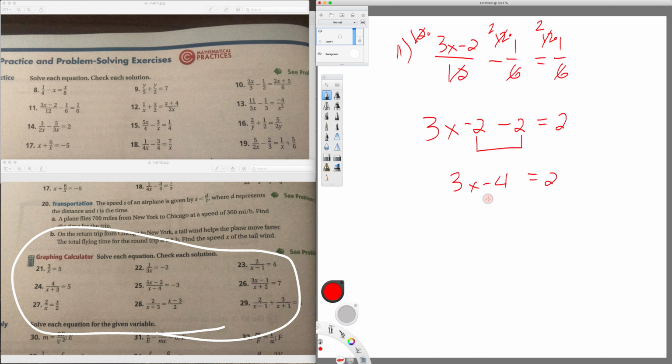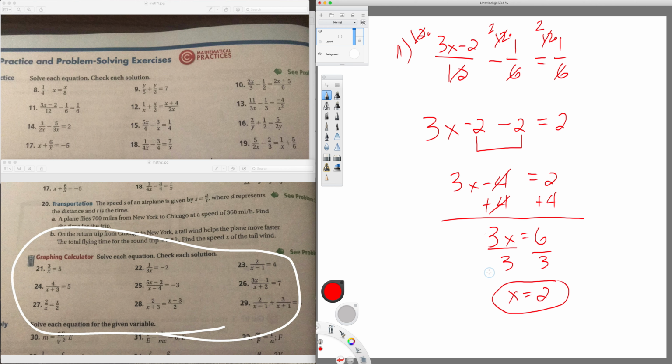I want my constants on the opposite side of the variable, so I'm going to add 4 to do that. And I get 3x = 6, divided by 3 to get rid of the coefficient, and I get x = 2. And we should be able to check this one. 2 is going to give me, what do we got here? 6 minus 2 is 4. A third minus a sixth equals a sixth. Yes, that actually does work out. So let's move on to number 12.